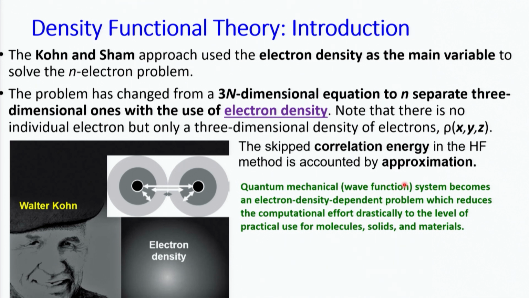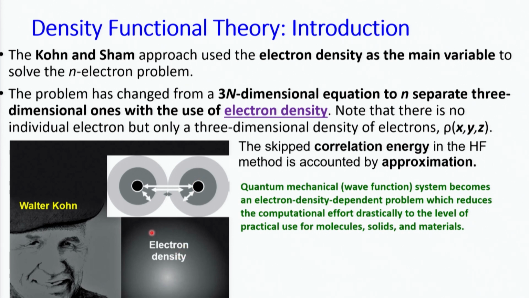So Hartree-Fock is a wave function based method, but density functional theory is basically an electron density dependent problem, which reduces the computational effort drastically to the level of practical use for molecules, solids and materials. So that's why density functional theory, or DFT, is the main choice of method used nowadays for modeling molecules, solids, and materials. Essentially, the Hartree-Fock method is the electronic wave function method.